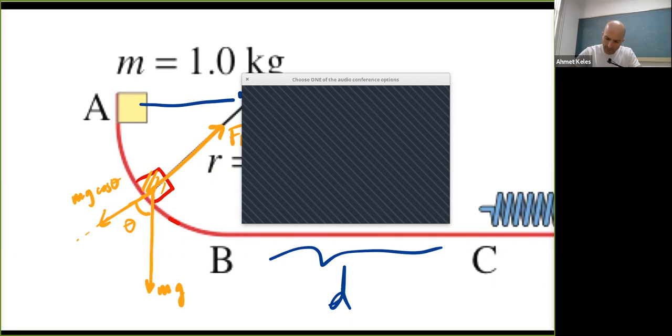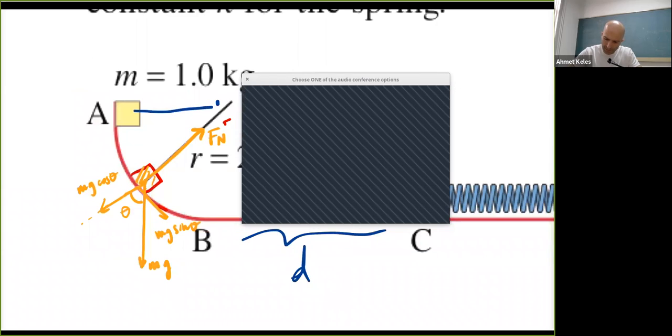And F normal minus mg cosine theta is equal to m v squared over r. I think I want to take this back. F normal is not necessarily bigger than mg, right? Because of this cosine, there's actually a cosine factor, so F normal may or may not be bigger.